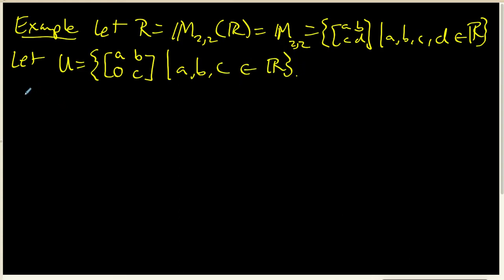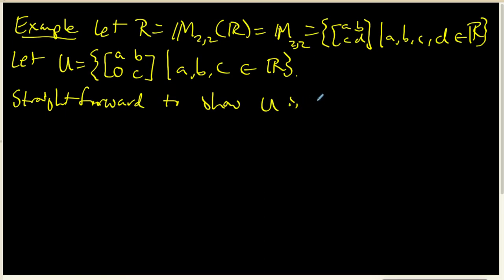Now, it is straightforward to show that U is a subring of the set of 2 by 2 matrices. And I would encourage you to stop the video and prove that to yourself using the subring criteria before you continue the rest of the video. So hopefully you did that. Here's why this is a subring.